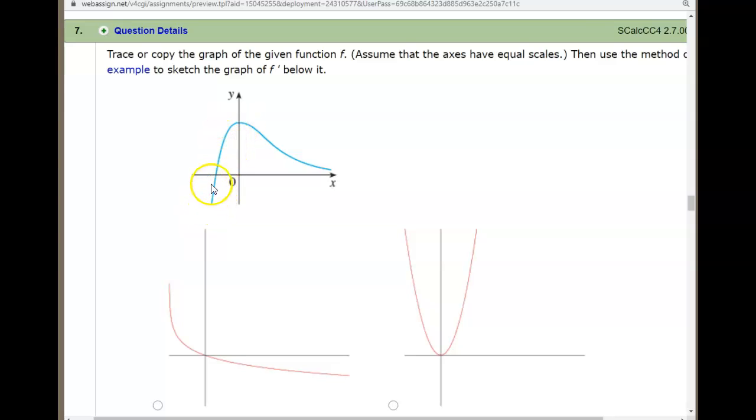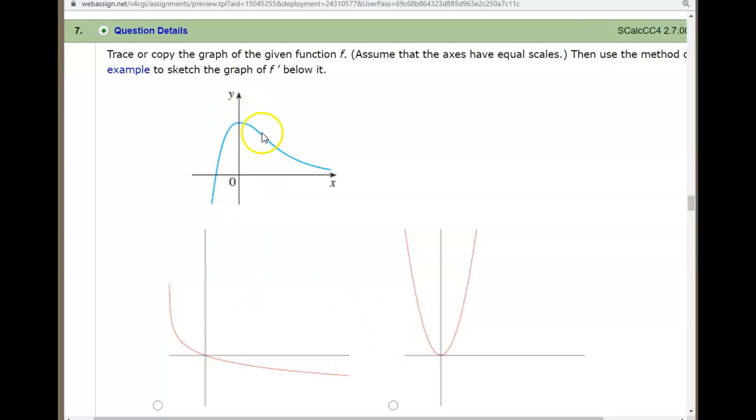It's increasing here, so that means the derivative is positive, which means it will be above the x-axis. So both of these could be our derivative. They're both above the x-axis. There's a 0 on the origin. Both of these have a 0 on the origin.